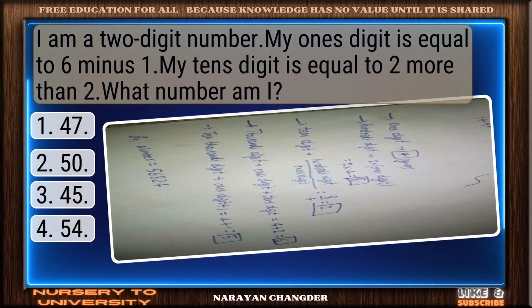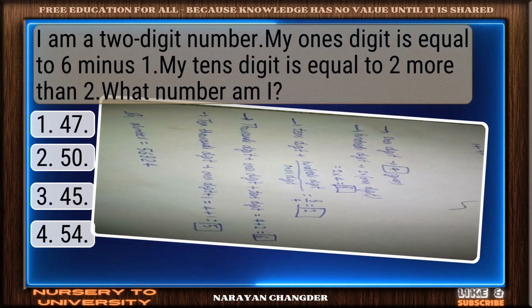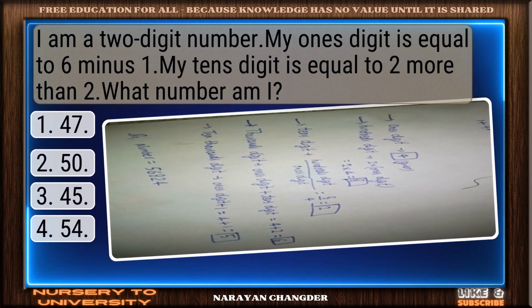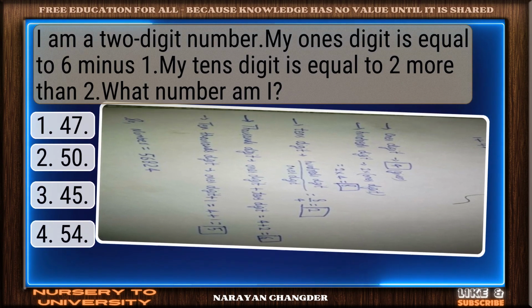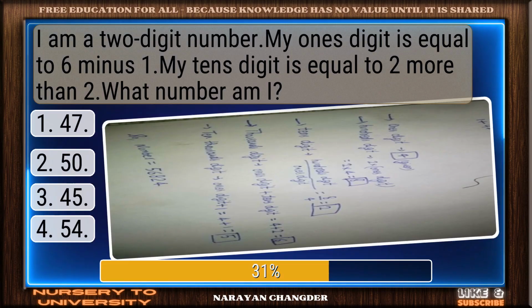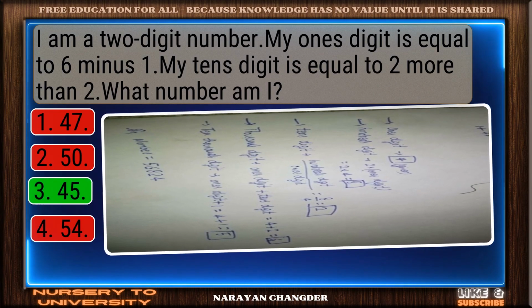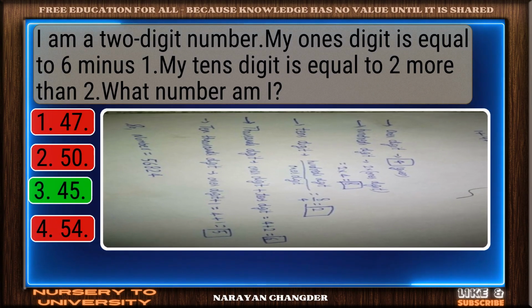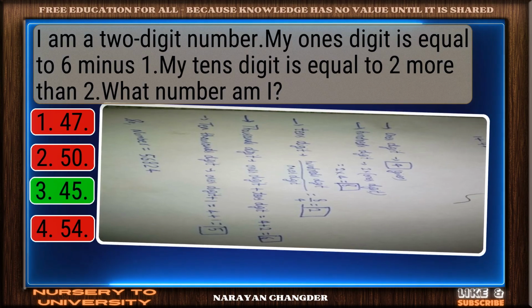I am a 2-digit number. My 1's digit is equal to 6 minus 1. My 10's digit is equal to 2 more than 2. What number am I? Clear logic. Your choice 45 is sound and 100% true.